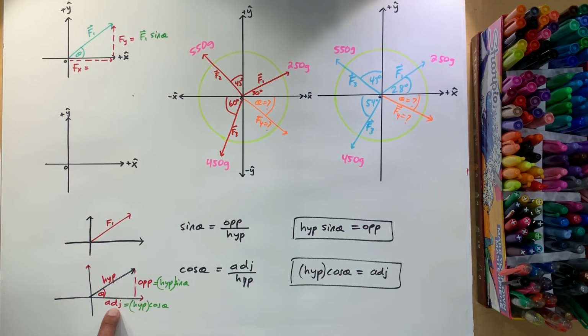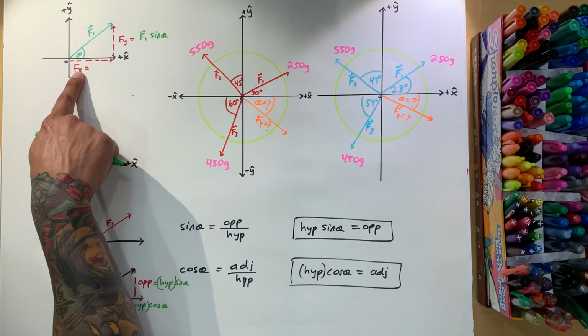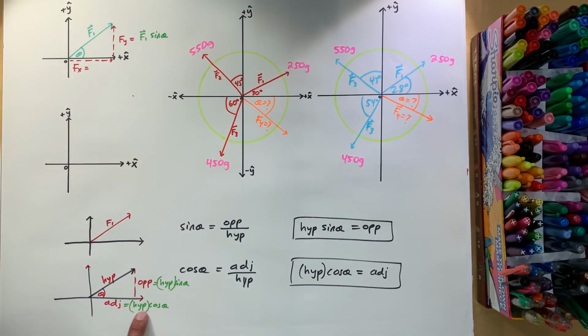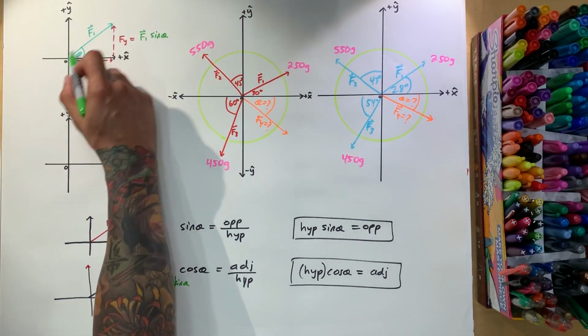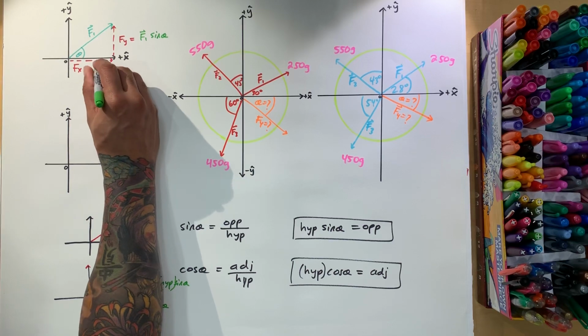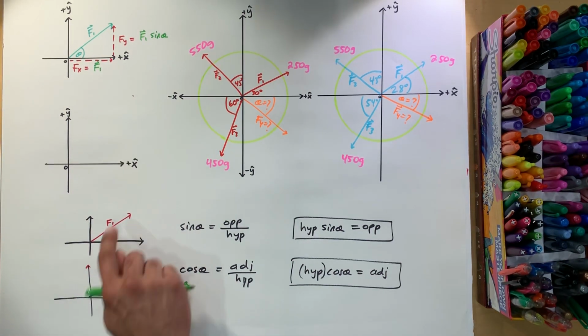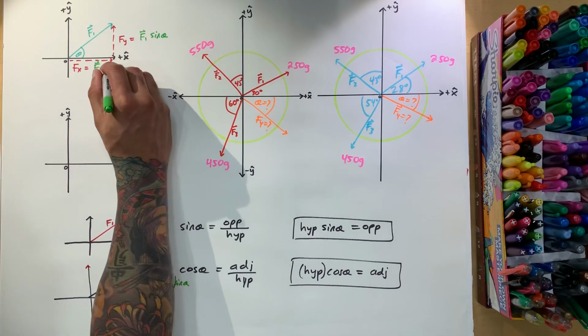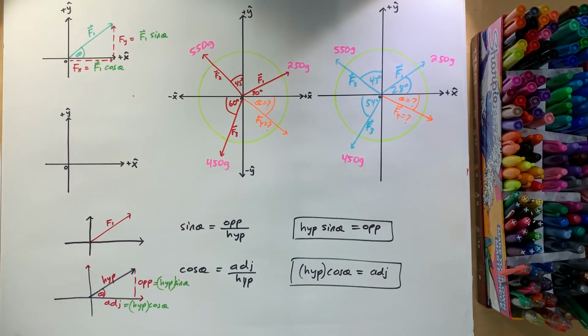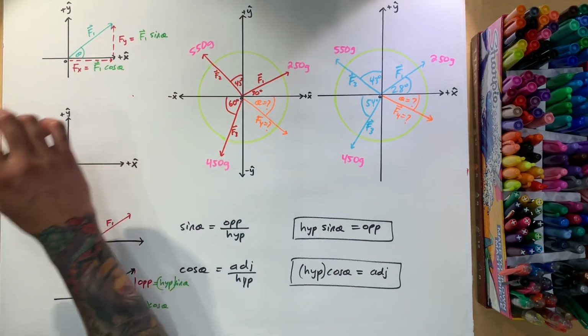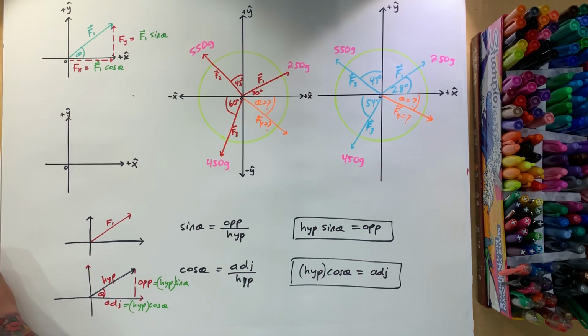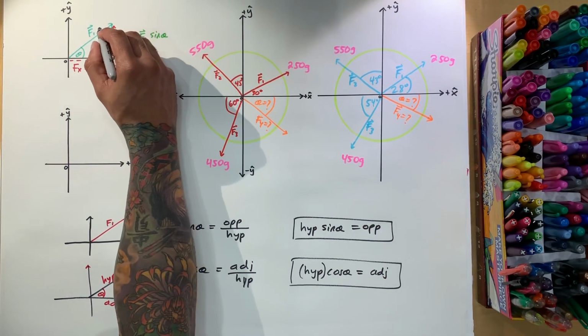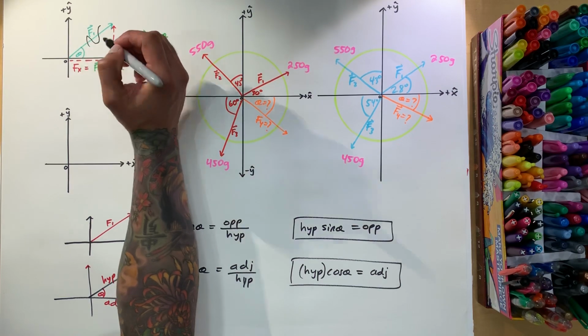Now I want to represent the adjacent side, which is down here, which is Fx. Okay, and that's going to be hypotenuse, which is F1. Right, that's the hypotenuse. And then cosine of that angle. Perfect. So now we can even do this. We can even, let me see, put one of these little squiggly lines in it.